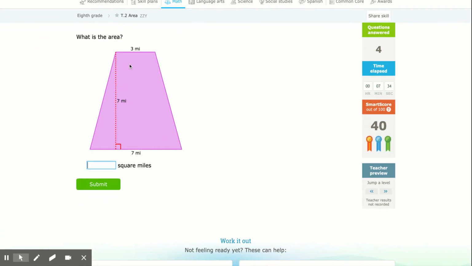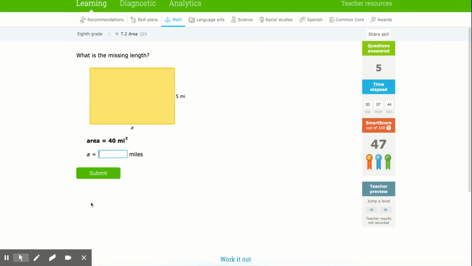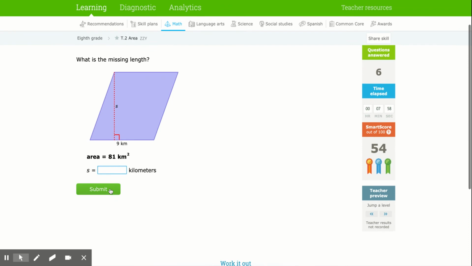Again, trapezoid, average of the bases, 3 plus 7 is 10, half of 10 is 5, 5 times 7 is 35. Now with this one, they give you the area and they have you find a missing side. So it's just kind of working backwards. 40 divided by 5 is 8, because 5 times what number is 40? It's kind of working backwards.